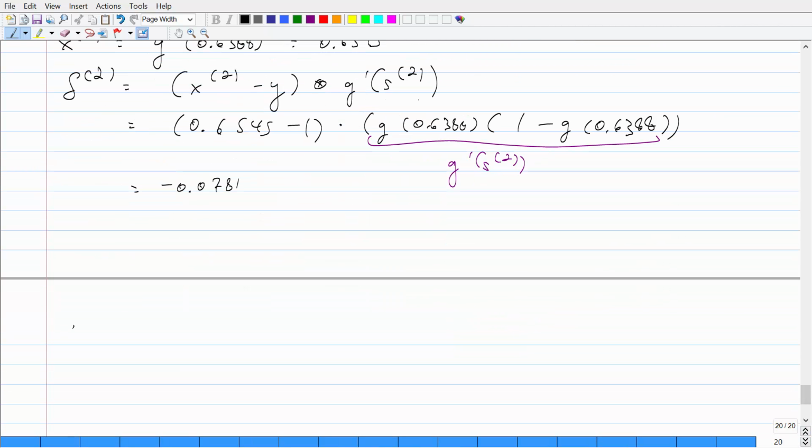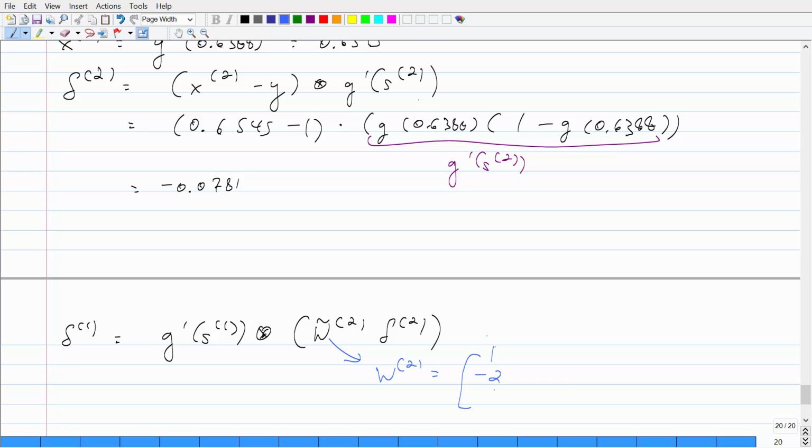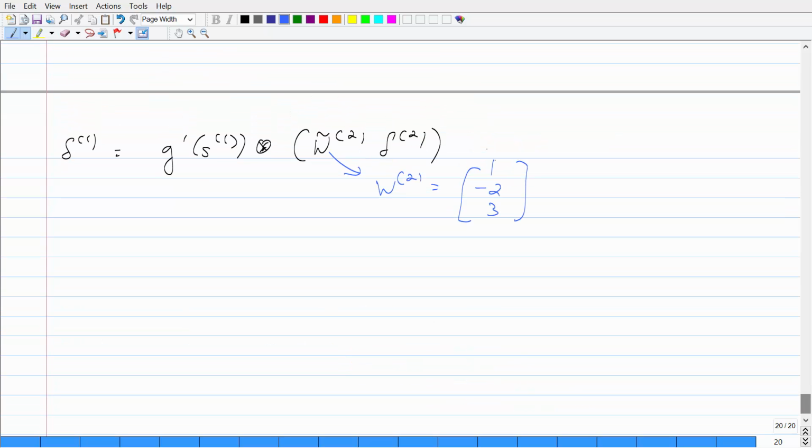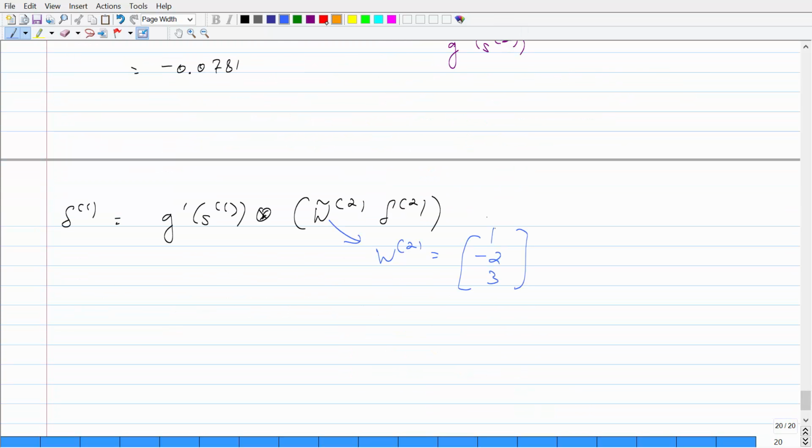That's for the output layer, and then I need to do it for the hidden layer now. This is equal to g prime of s of 1, element-wise multiplied with the weight matrix without the first row, W2 tilde, times the sensitivity of layer 2. If you remember, the weight matrix currently, before any updates, was 1, minus 2, and 3. The tilde means that you remove the first row, so you simply get rid of the first element.